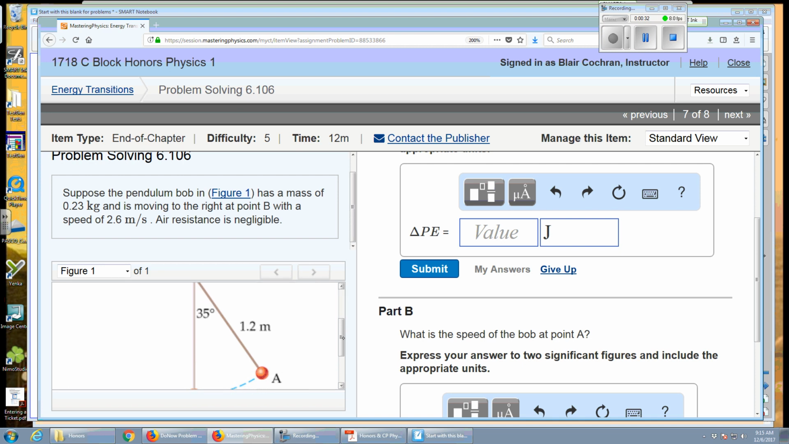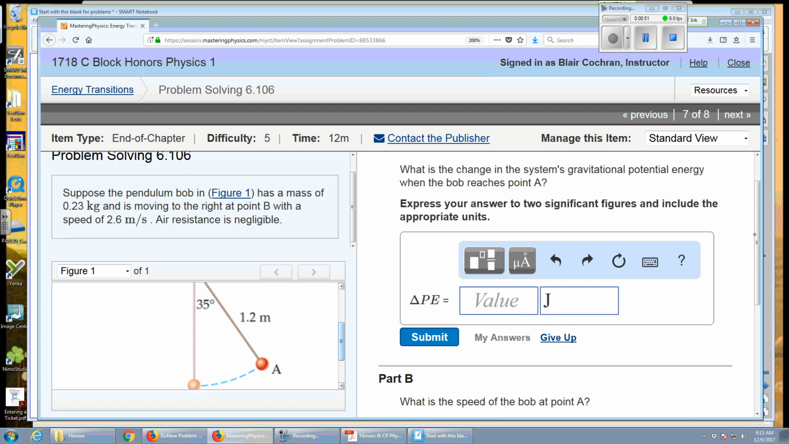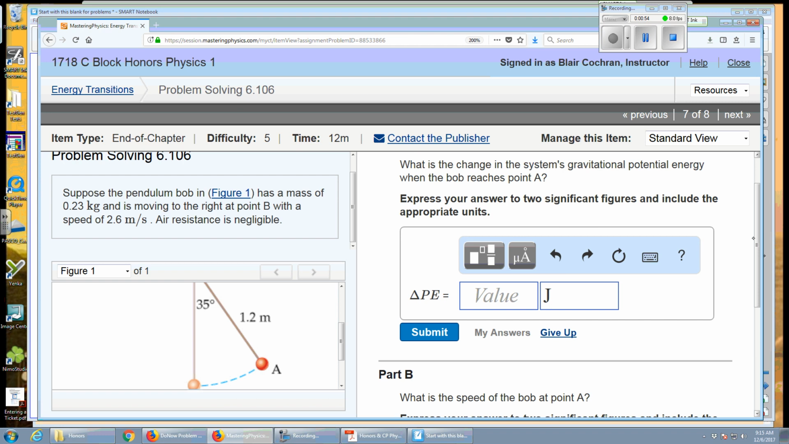All right, so we got a pendulum, and it's moving to the right at point B, which is its lowest point. You guys remember, just not loud enough to distract me. I am easily distractible. Air resistance is negligible, so no external work being done on it. And they want to know what's the gravitational potential energy when the bob reaches point A. I'm going to call point B 0 for the gravitational potential energy. That way, the change from B to A will just be from 0 to something. Make math easier, right? That's what our goal is, make math easy.